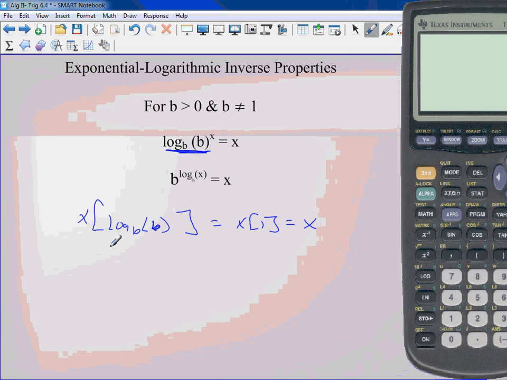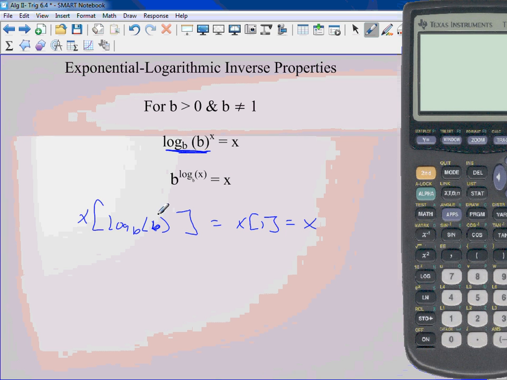Do you understand? X times log base b of b. B to the what is b? 1. It's x times 1, which is just x. That's explaining it. I could make these 6s. What's 6? 6 to the what is 6? 1. 5 to the what is 5? That's what it's saying. So if it was 1 to the 1 is 1.